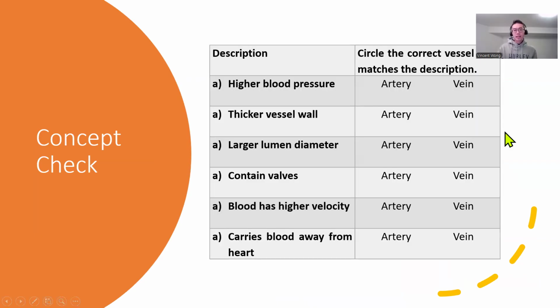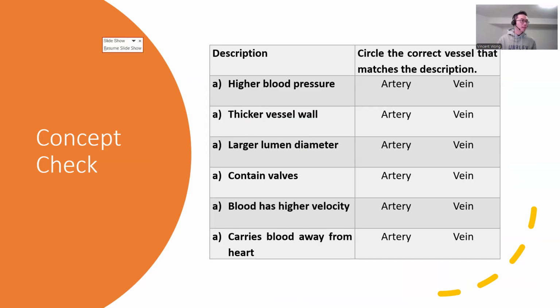Okay, let's take a moment and finish this. You can do it yourself. I don't know why they're all A's, but doesn't matter. A, B, C, D, E. Just choose whether it's artery or veins, okay? I'll give you a moment to do that, and I'll take it up in a second.